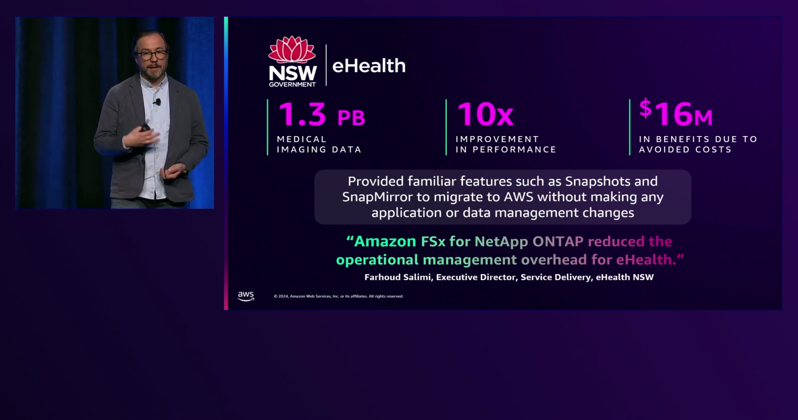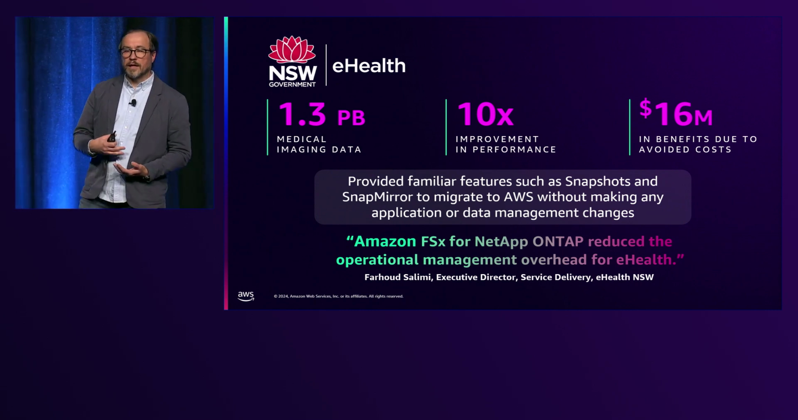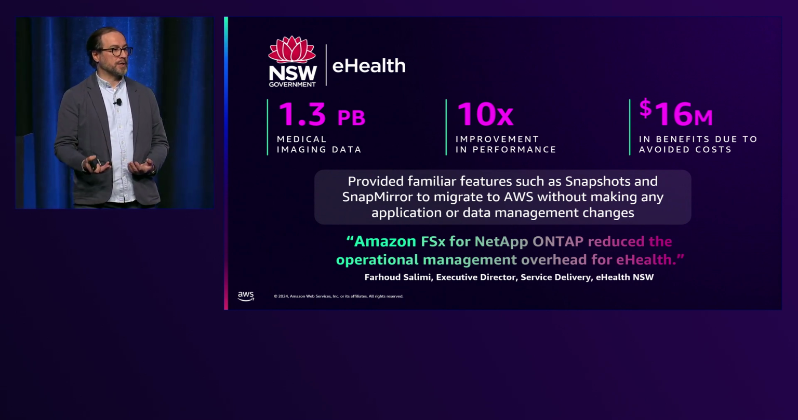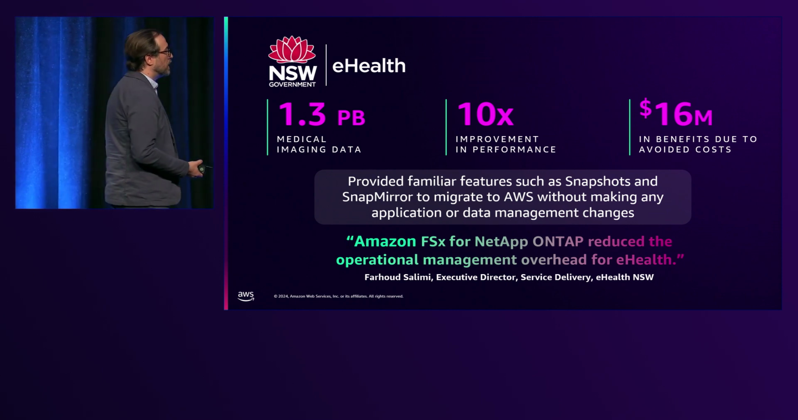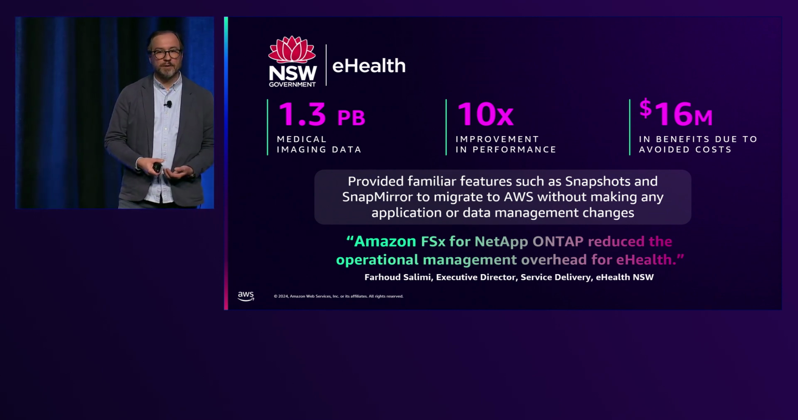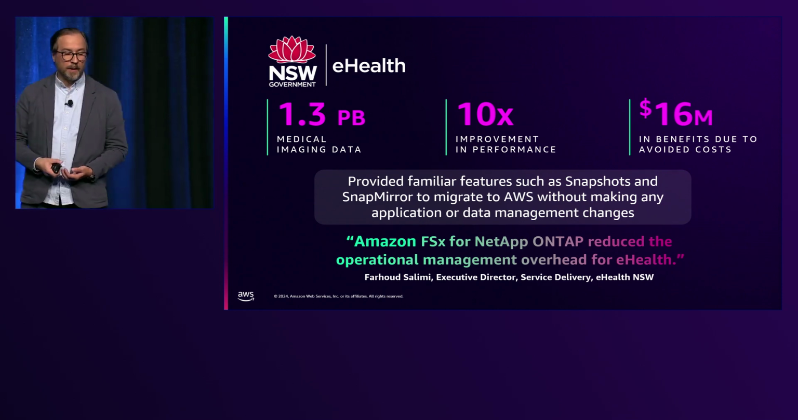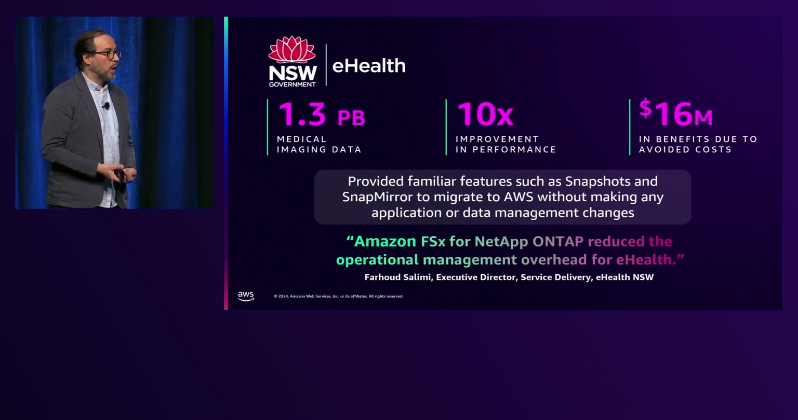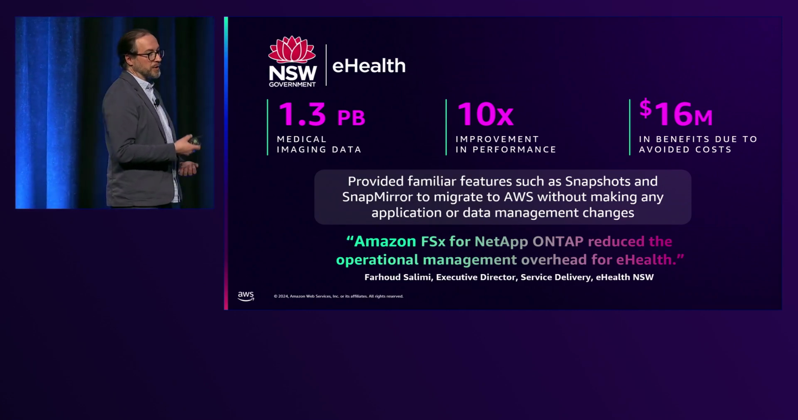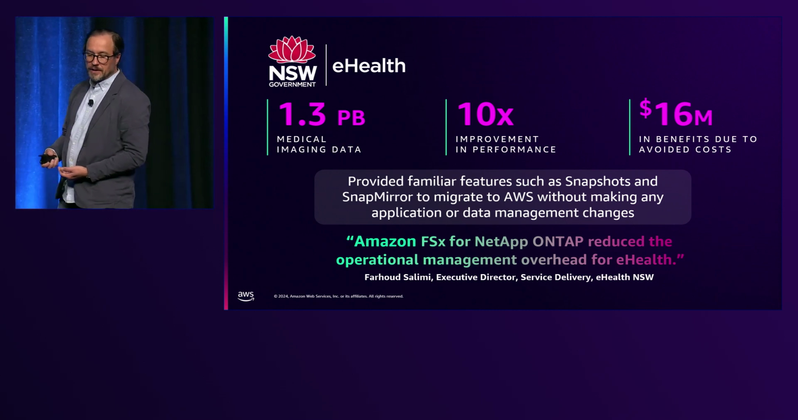A lot of this was application driven. It's like, hey, let's take our applications and move them to the cloud, to take advantage of all the different reasons you would want to move applications to the cloud. But they're looking for the right solution to migrate their storage over to. Since they leveraged NetApp on-prem, they're able to look at FSx for NetApp ONTAP and easily migrate 1.3 petabytes of medical imaging data over to FSx using native NetApp replication software, SnapMirror. And they were able to easily replicate that over.